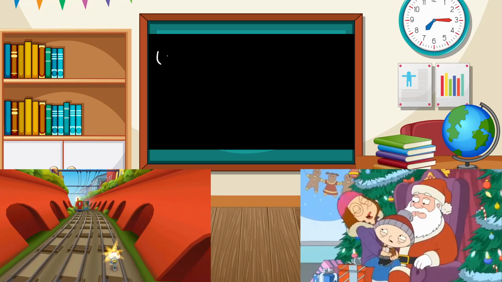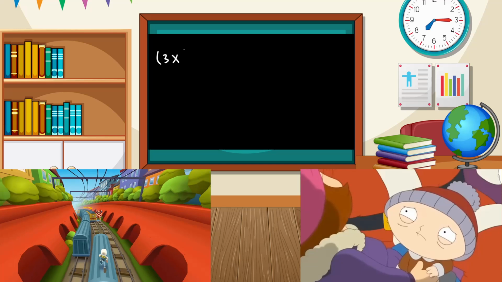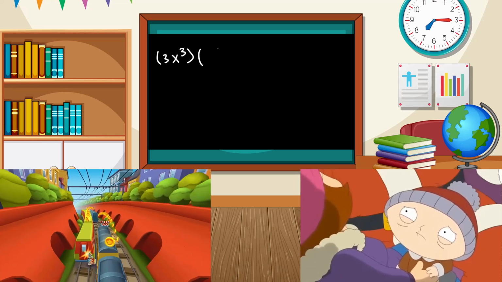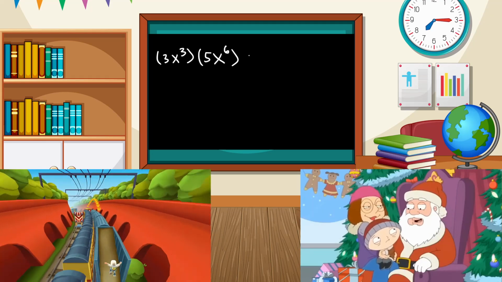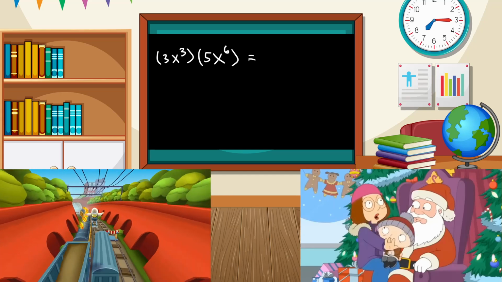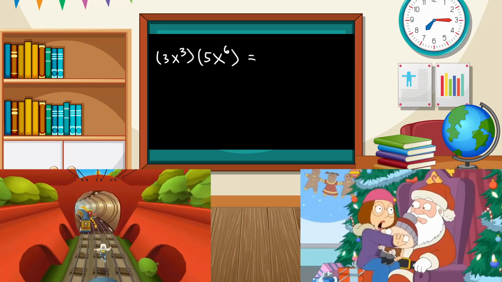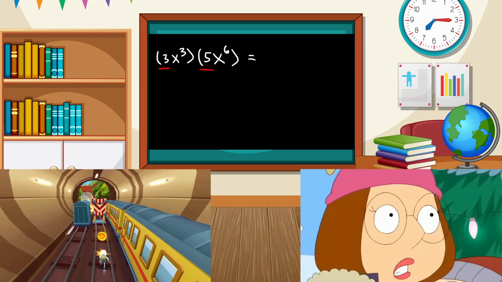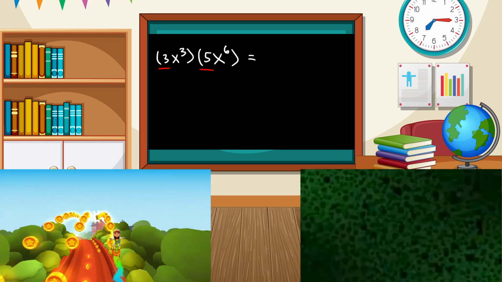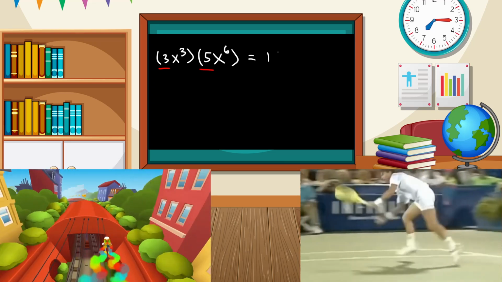Now let's focus our attention on multiplying monomials. So let's say we have 3x cubed and we wish to multiply it by 5x to the 6th power. How can we do so? The first thing that we need to do in this case is multiply the coefficients, the numbers in front of the x variables. So 3 times 5 is 15.